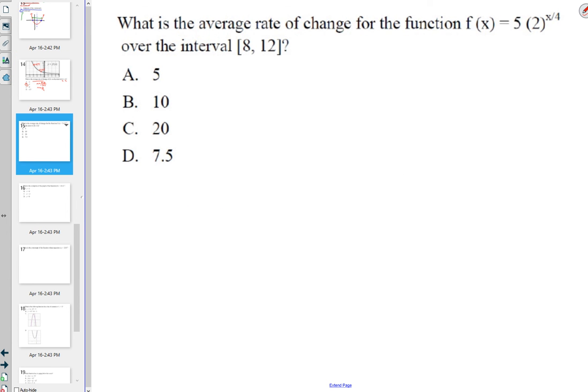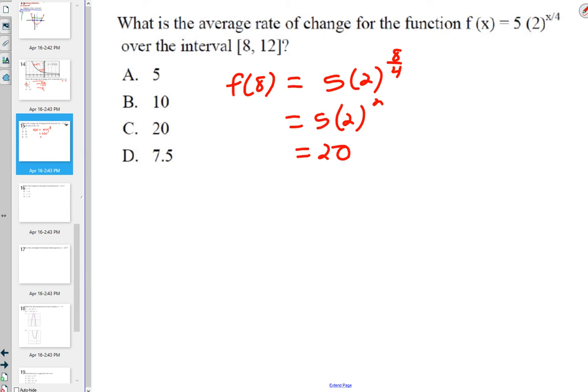What is the average rate of change? So again, another average rate of change. But this one requires some substitution. So let's first evaluate f at 8. If I plug in an 8 divided by 4, that gives me 5 times 2 squared. 2 squared, we have to follow order of operations, is 4, times 5 is 20. So I know the point (8, 20) is going to be here.